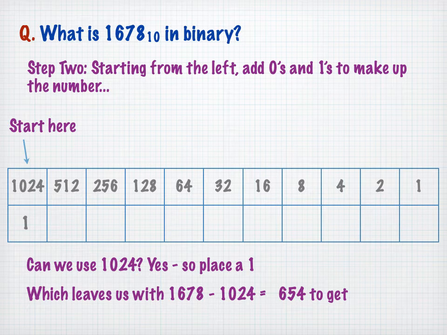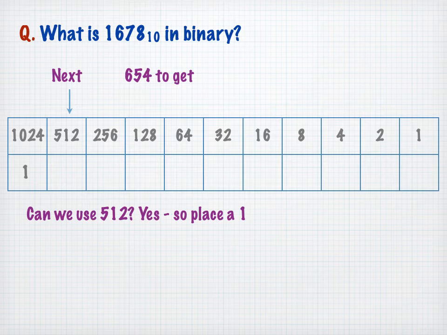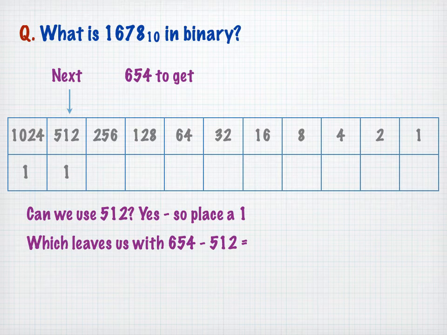And what we're going to do is place a 0 or a 1 in here to indicate we need to include or exclude that column when it's all being added up. So we just progress along from left to right. So we've got to make up that 654 from the remaining columns. Can we use 512? Yes, we can. So we can place a 1 in there, which means from the remaining columns, we've got to make up 654 minus 512, which gives 142.